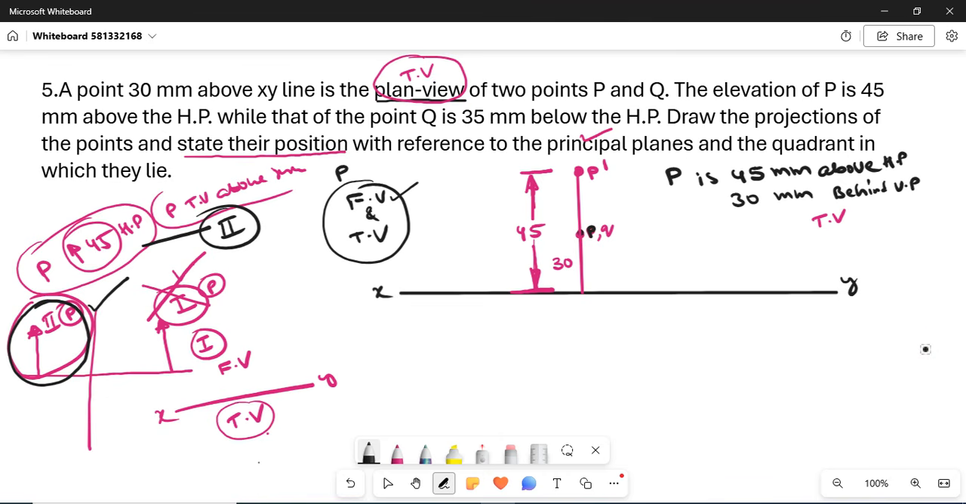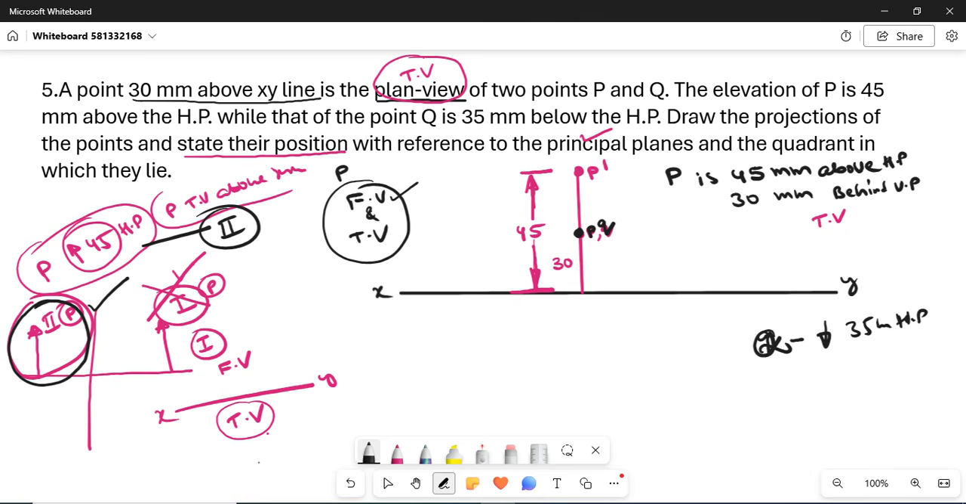Now go to the next point Q. For the Q point also the top view will be above the XY line. He mentioned that the top view of both points is above the XY line. That means the Q top view is also above the XY line. But what is the other distance he mentioned? The point Q is 35 mm below HP.